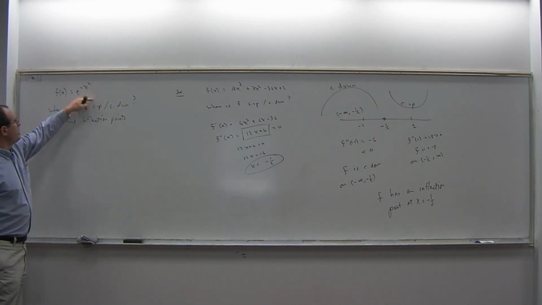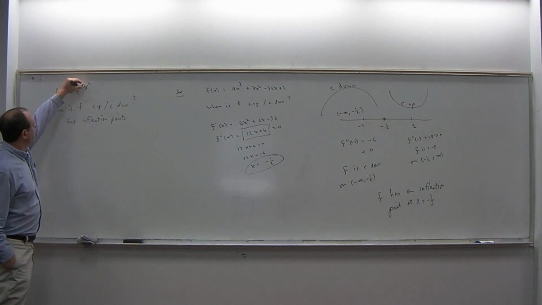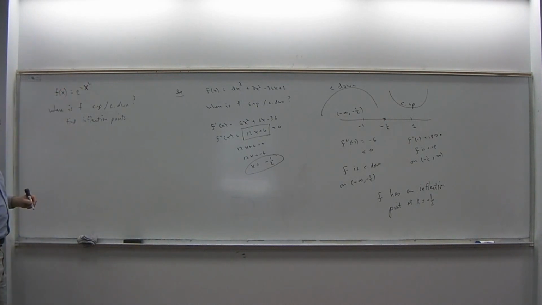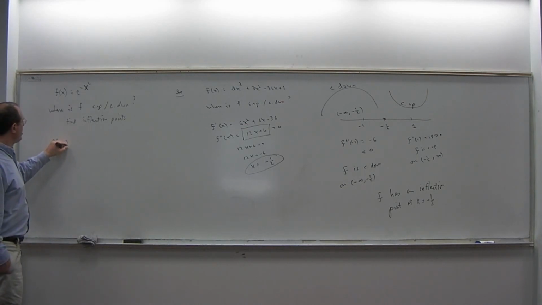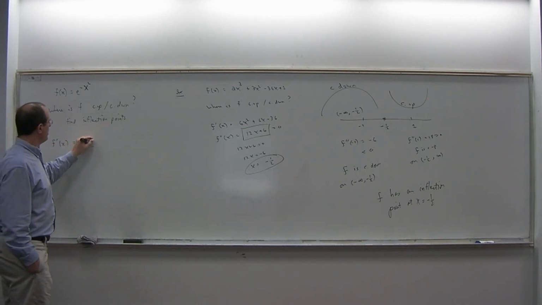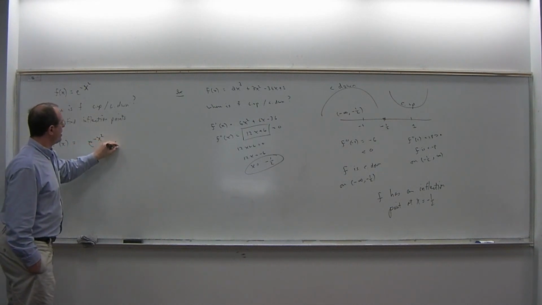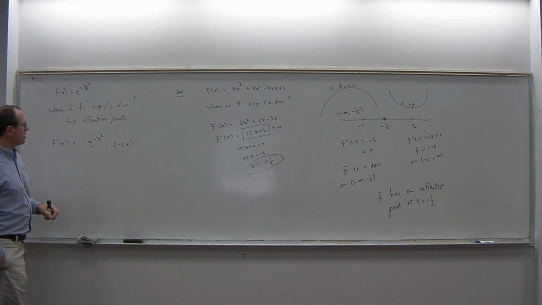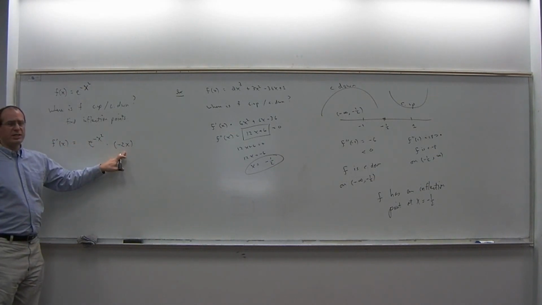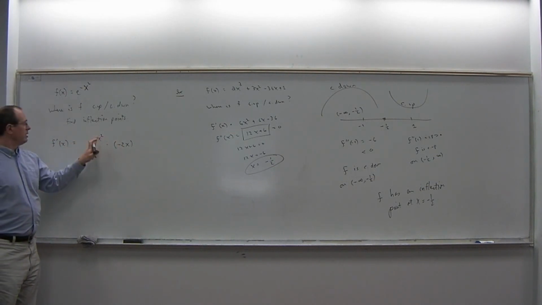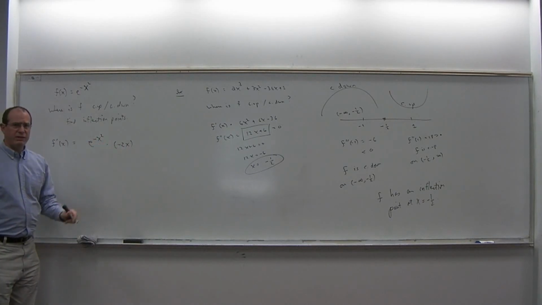So this function is continuous for all x. To figure out where it's concave up and where it's concave down, we need to examine the second derivative. Where is the second derivative positive and where is the second derivative negative? So first calculate f prime using the chain rule. It's e to the negative x squared times negative 2x. The derivative of the exponential is itself times the derivative of the inside, which is the exponent, negative x squared. The derivative is negative 2x.